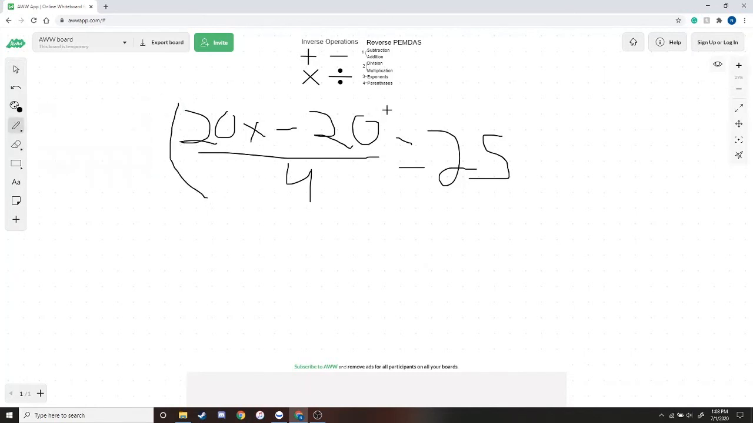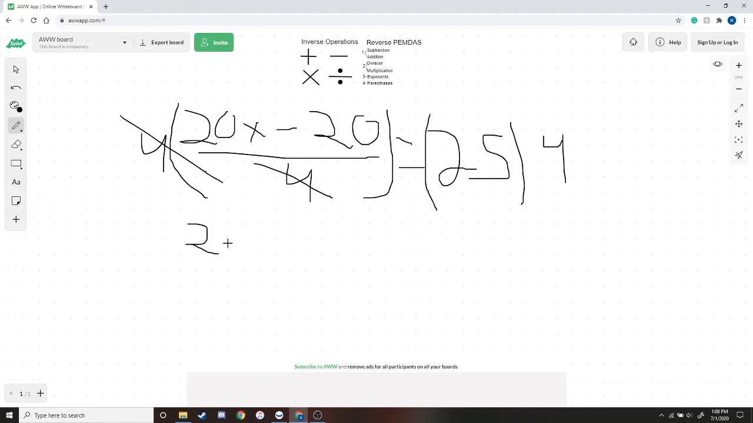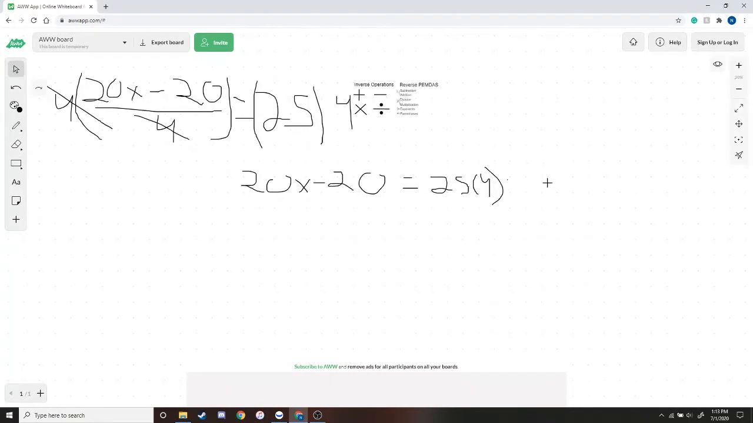So we multiply this left side by 4, and whatever you do on the left side, you do on the right, and vice versa. So you multiply 4 on both sides. Next, this 4 is going to cancel out itself and this 4. So we're left with 20x minus 20 is equal to 25 times 4. Now we can simplify this right side to 100.